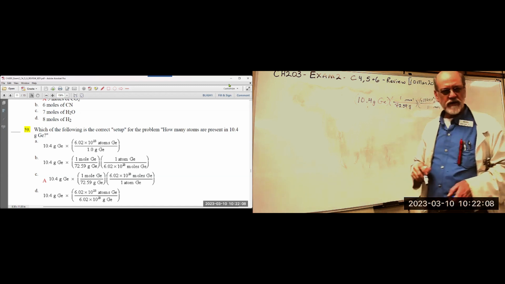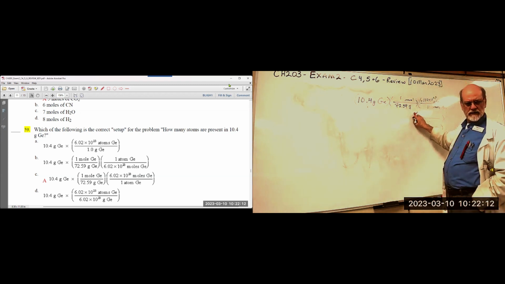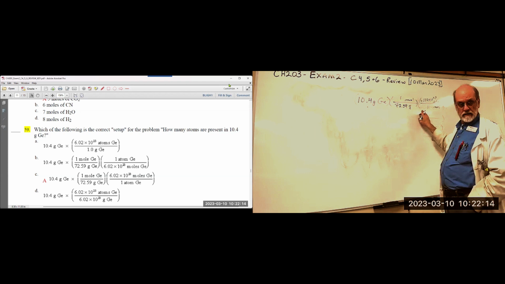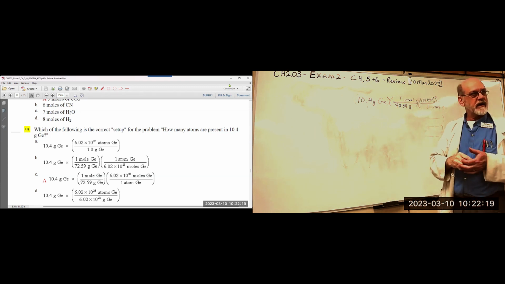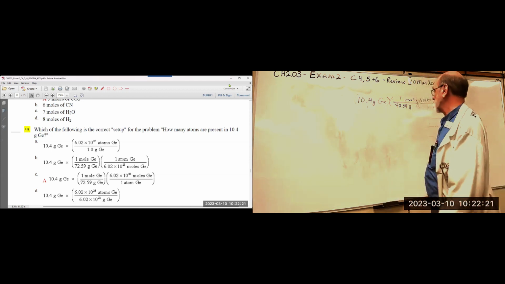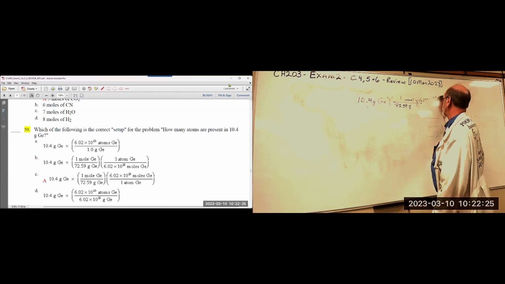Okay. So which one of these satisfies that one? Looks like C. C would be the correct calculation to determine the number of atoms of germanium in 10.4 grams.